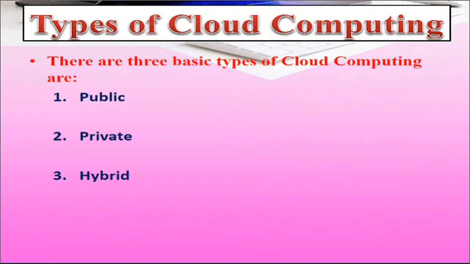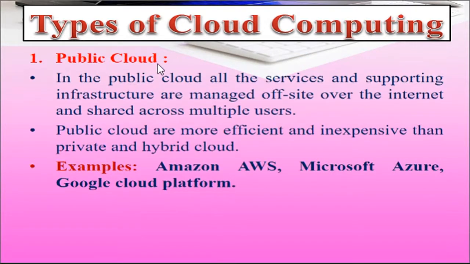Next is types of cloud computing. There are basically three types of cloud computing. The first type is the public cloud, then the private cloud and the hybrid cloud. We will see them one by one. First one is the public cloud. As its name indicates, in the public cloud all the services and the supporting infrastructure are managed off-site over the internet, and it is shared across multiple users.